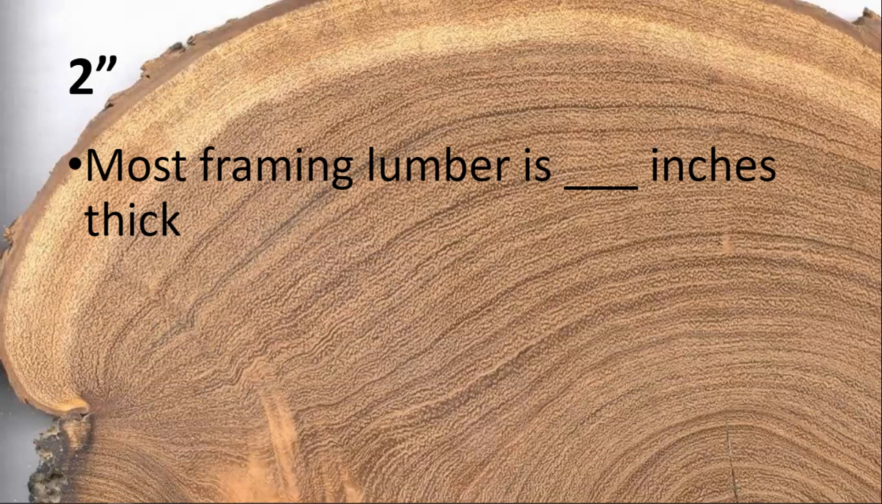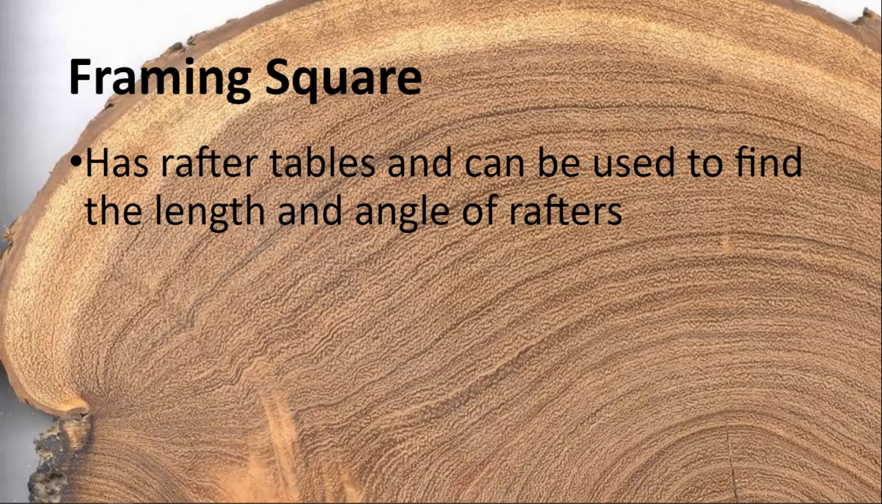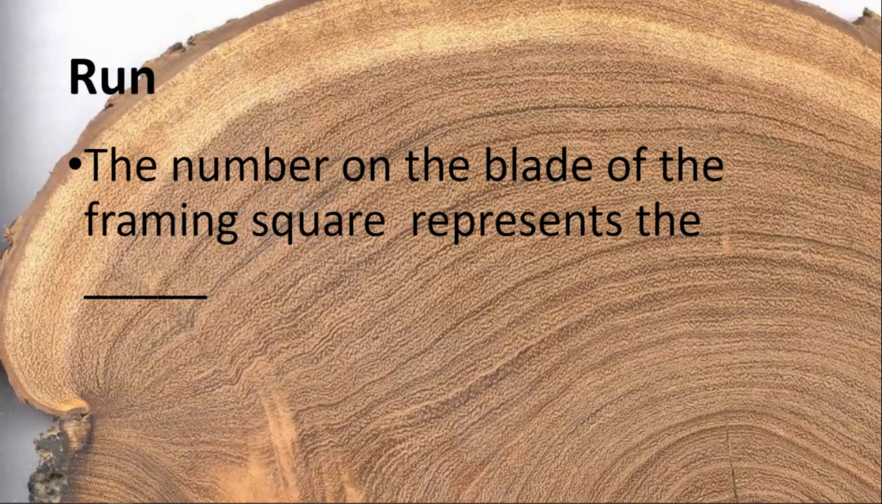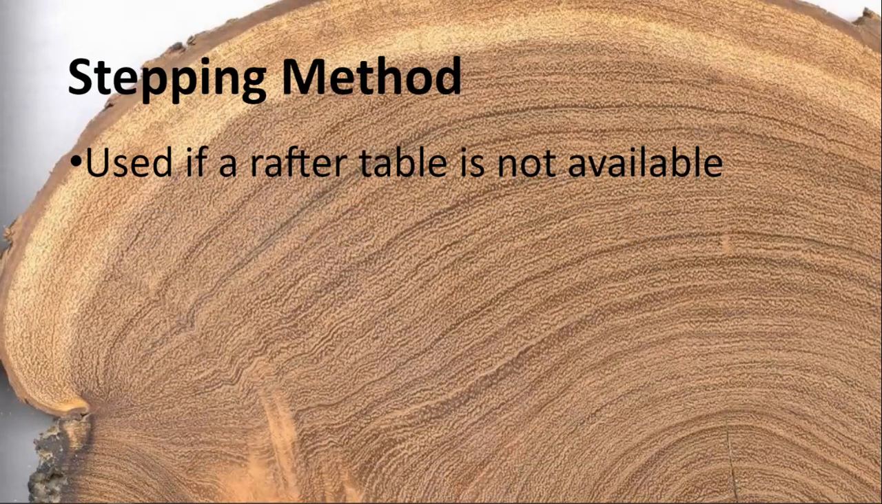Most framing lumber is 2 inches thick, whether or not it's 2x4, 2x6, 2x8, 2x10. They're all 2 inches thick. Rafter lengths and angles are pretty simple as far as finding the math for them. Now, when you go to construct these, you can use a framing square. A framing square has the rise and the run of your actual rafter, okay? And that's what they're used for. The rise is going to be on the tongue, and the run is going to be on the blade.